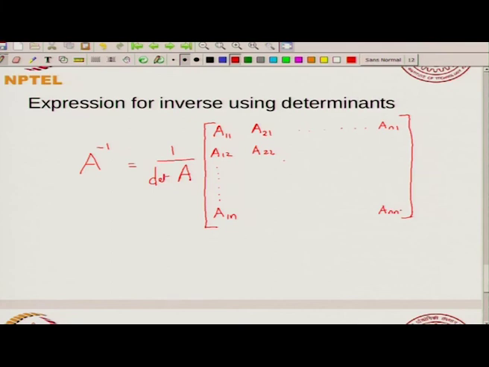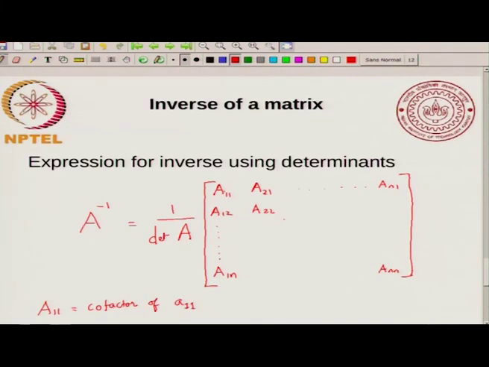So what is A11 is called the cofactor of A11. We saw earlier that the cofactor of any element is the value of the determinant of the matrix obtained by removing that row and that column. So, each of these is a determinant. A11 is an n minus 1 cross n minus 1 determinant.